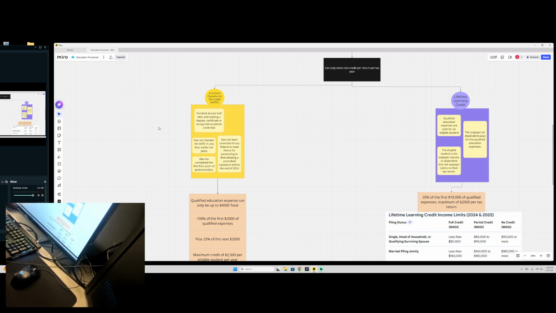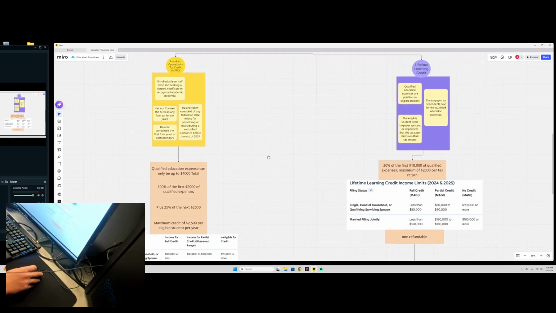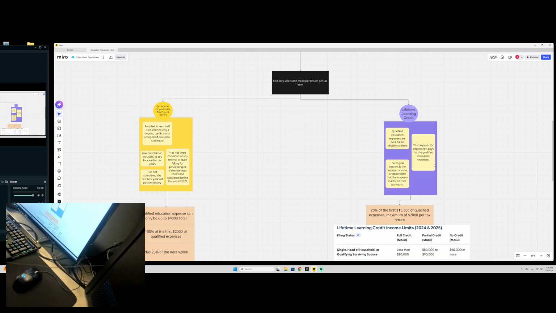You must not have completed your first 4 years of post-secondary, which means you've never completed a bachelor's degree, and you have not been convicted of a federal or state felony for possession or distribution of a controlled substance. Those are the requirements for the American Opportunity Tax Credit. For the Lifetime Learning Credit, those do not apply. The only thing that determines whether you qualify is if it's a qualified educational expense, a qualified educational institution, and a qualified student.